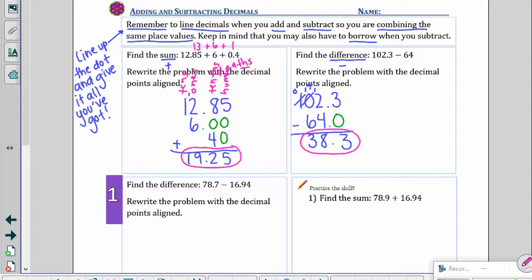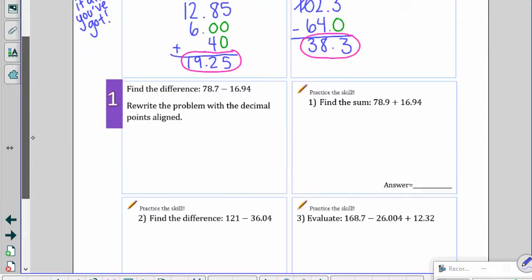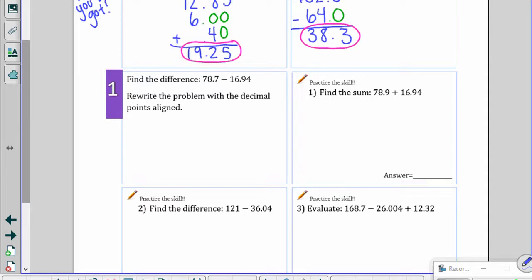All right, let's move down. We have another problem asking us to find the difference. If you would like to pause the video and try this yourself and then play it as I go through it, great. If you want to do it with me, that's awesome as well. So we're going to start by rewriting this problem. We have 78 and 7 tenths, and we are going to subtract 16 and 94 hundredths. I'm going to put in my 0 as my placeholder. Looks like I'm going to need to do some borrowing here.